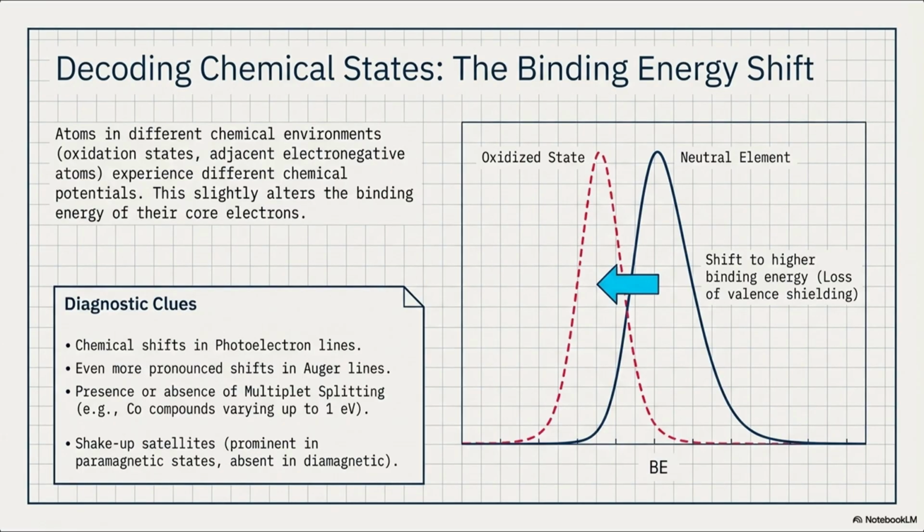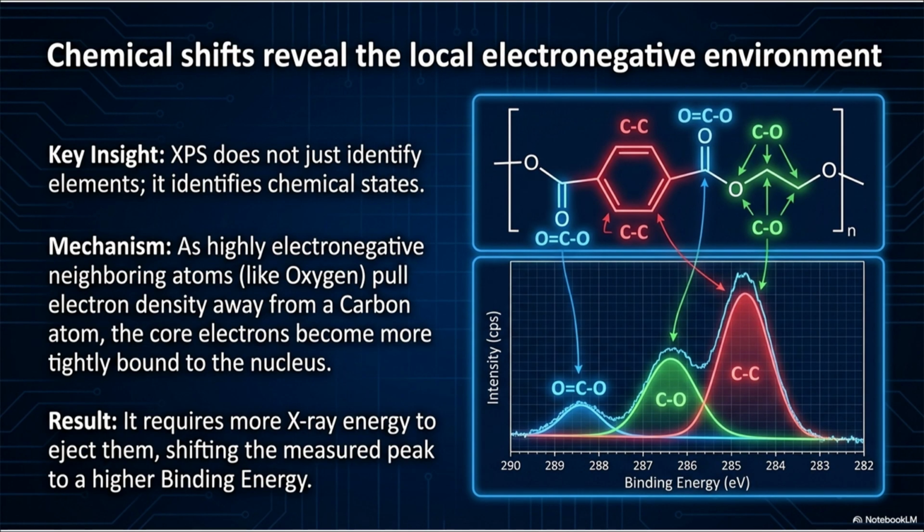But this is where the real magic happens. XPS doesn't just tell you what elements are there. It tells you their chemical state, using something called a chemical shift. So take this plastic, PET. Some of its carbon atoms are bonded to other carbons, but others are bonded to these really grabby oxygen atoms. Those oxygens pull electron density away from the carbon, which makes the carbon's core electrons harder to remove. And what's the result? It takes more energy, and their peak shifts to a higher binding energy. You can literally see the molecular structure of the material reflected right there in the spectrum.